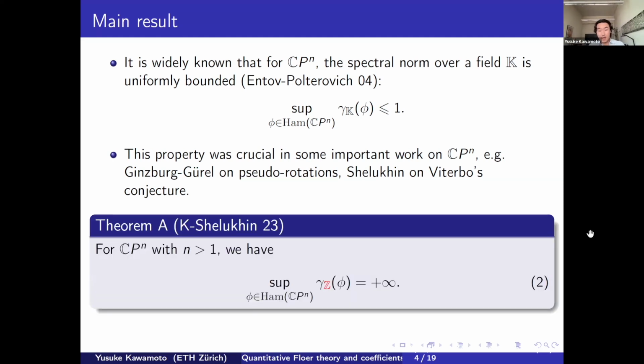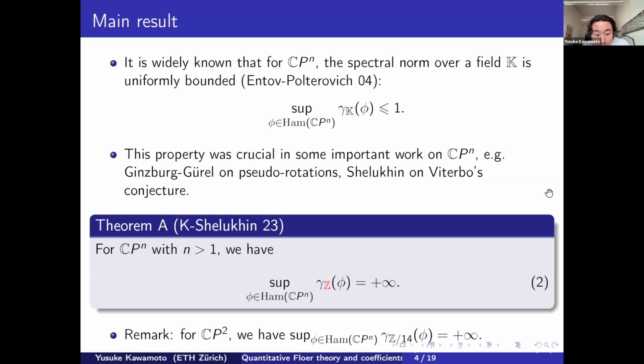However, Shelukhin and I discovered the following thing. We consider CPN, but n has to be larger than 1. Even though we knew that the spectral norm gamma defined over a field is always smaller than 1, if we take Z coefficients, this value actually diverges. It's no longer bounded. So this is the main result that I want to discuss today. And a small remark for CP2 is that we can also work over Z over 14 to get the divergence. It's a pretty manic result, but today I want to focus on this Z case.